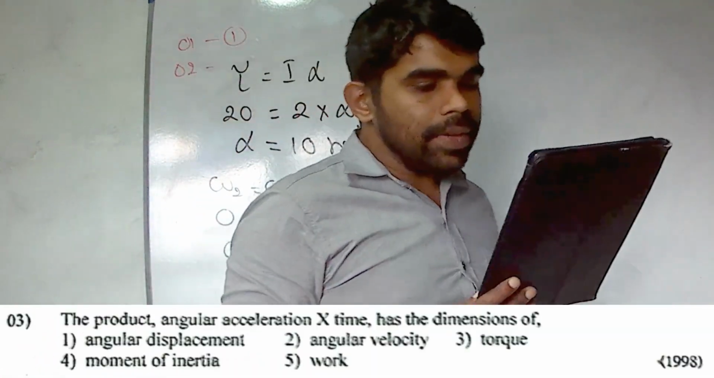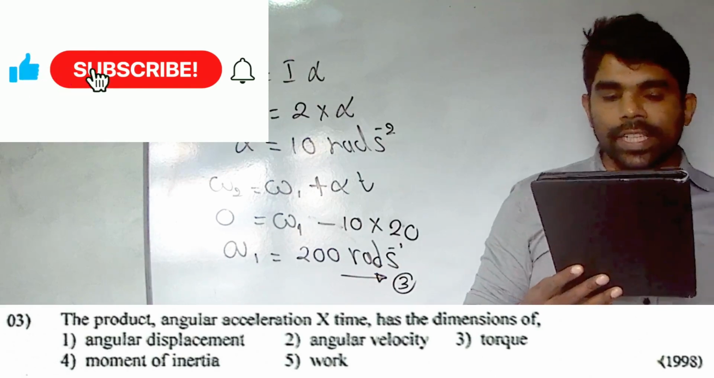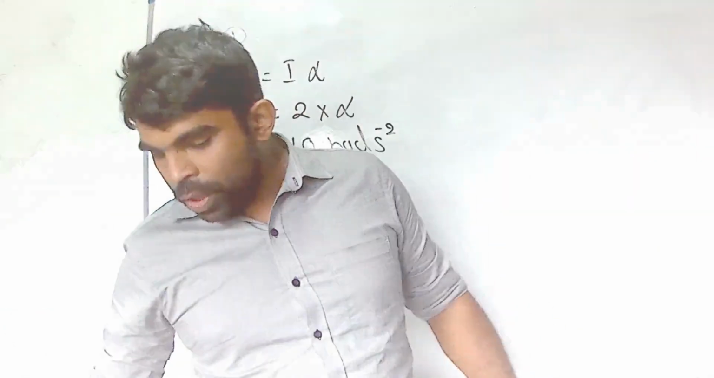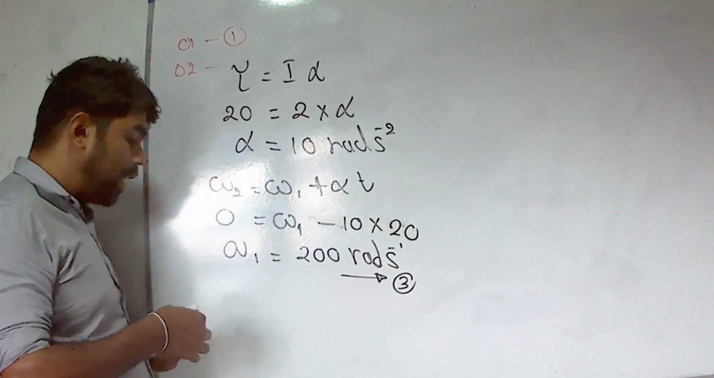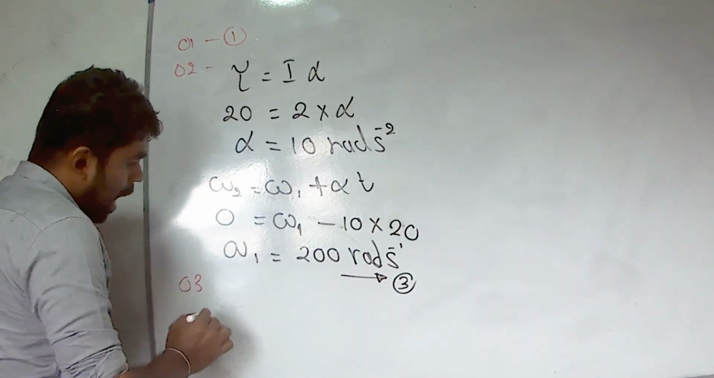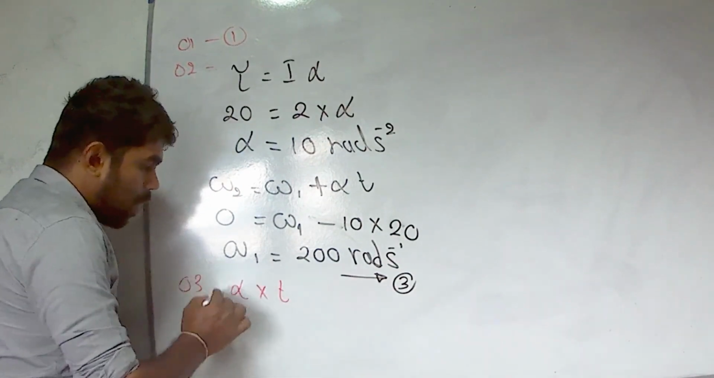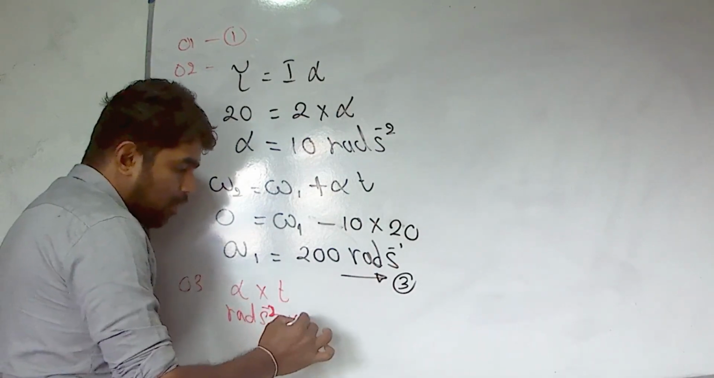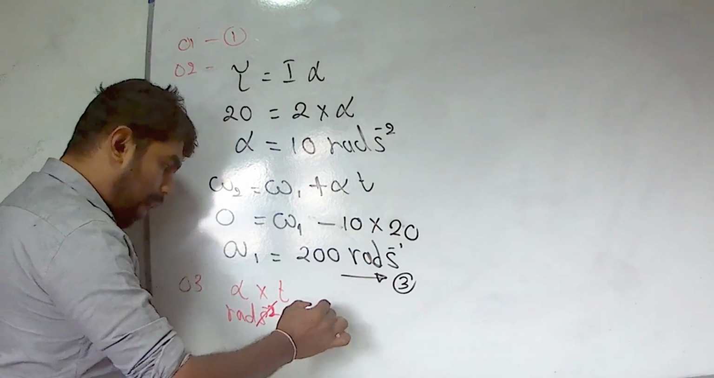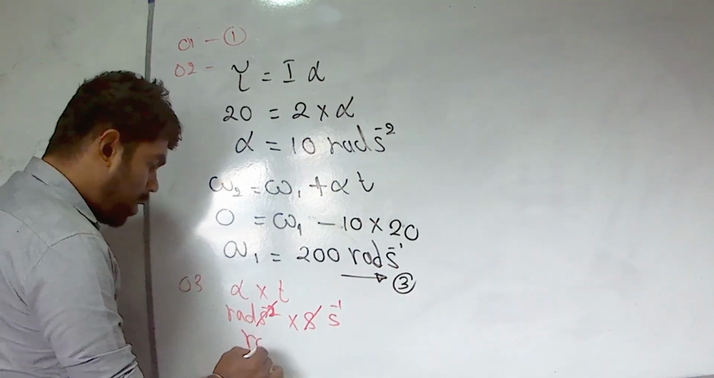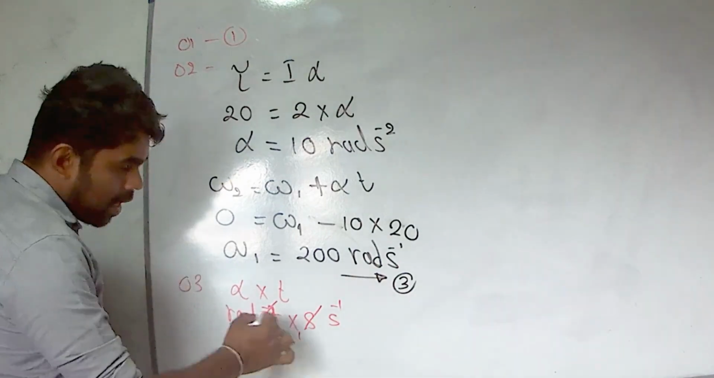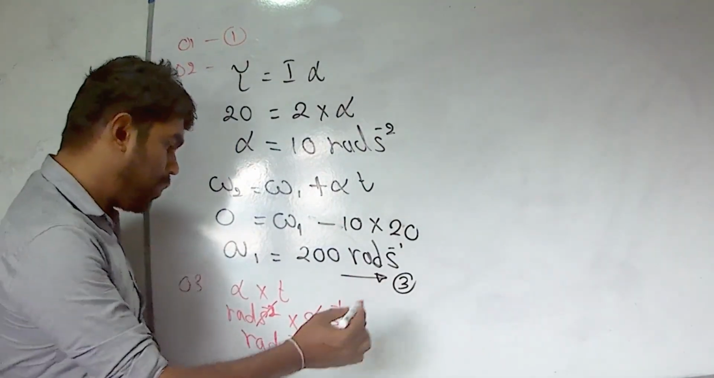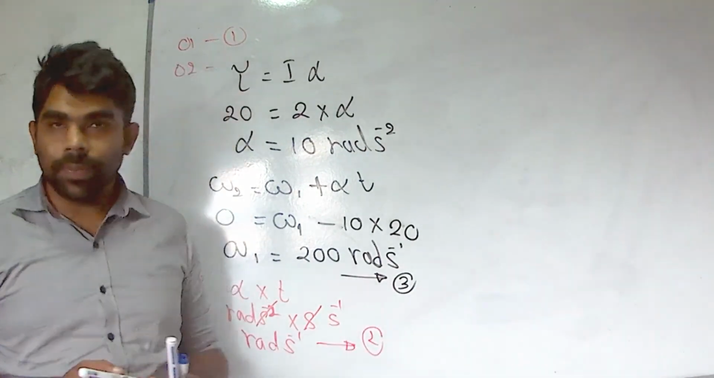Then question number 3. The product angular acceleration times time has the dimension of. We know that I will consider units. Angular acceleration is radians per square second. We have to multiply by the unit of time, seconds. We can cancel out one s term, s to the power minus 1. Then the unit of the product is radians per second. Radians per second is the unit of angular velocity. Then the answer should be angular velocity. The answer is 2 for question number 3.